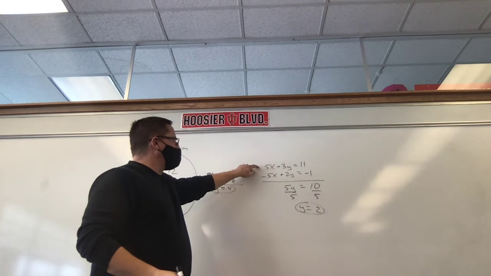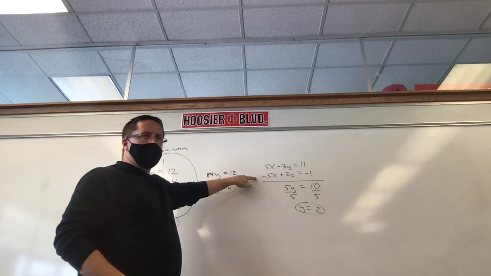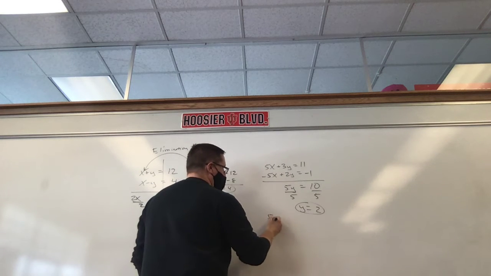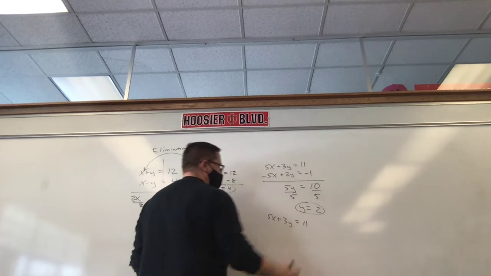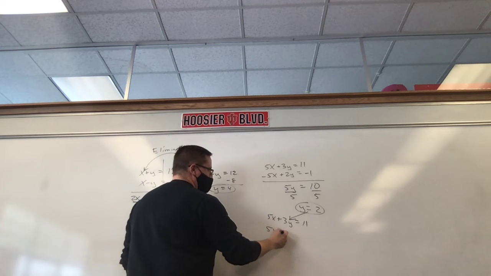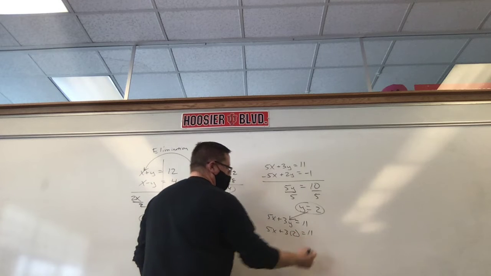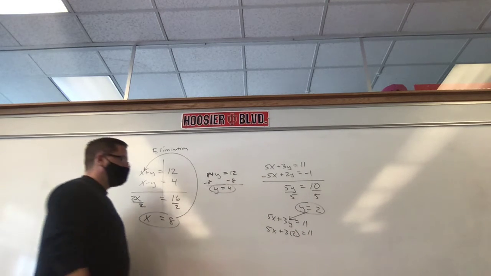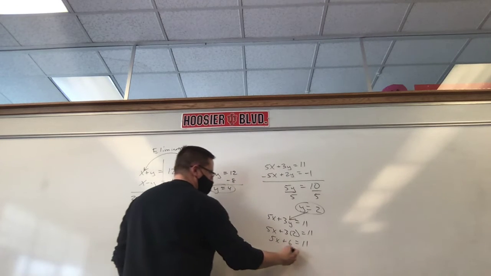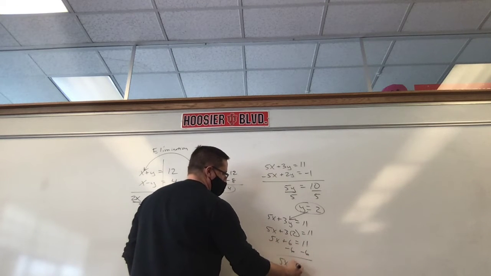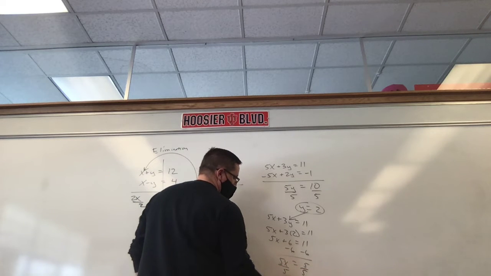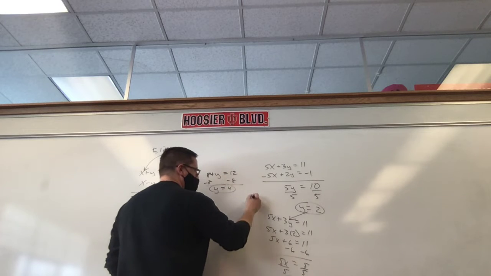I'm gonna use the top one. Why do you think I'm gonna use the top one? Is it wrong to use the bottom one? No, it's just harder, so you're more likely to make mistakes. So I got 5x plus 3y is 11. What do we now know? y is 2. So 5x plus 3 times 2. Some of you might have just written 6. 5x plus 6 equals 11. Now what? Minus 6. So 5x is 11 minus 6. Divide by 5, you get 1. So is the answer 2, 1? No, it's x, y: 1, 2.